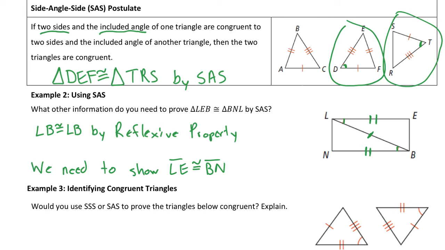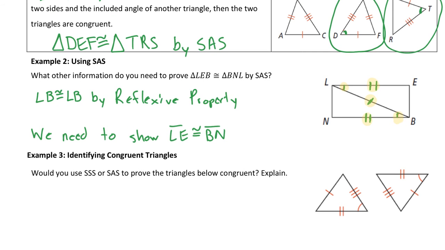Because then I have this, I'm going to use a highlighter, I have this side, angle, side for one triangle, side, angle, side for the other triangle. So side-angle-side pretty much states if two sides and the angle in between them of two triangles are congruent, the triangles are then congruent. So that's another shortcut.